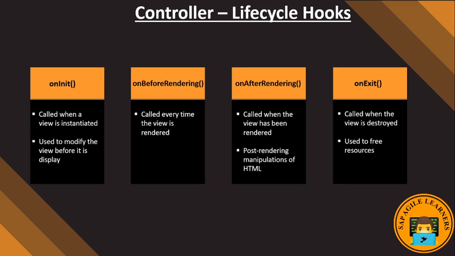First one is onInit, called when a view is instantiated and its controls have already been created. It is used to modify the view before it is displayed and to bind event handlers. Next, onBeforeRendering. It is called every time the view is rendered, before the renderer is called and the HTML is placed in the DOM tree.